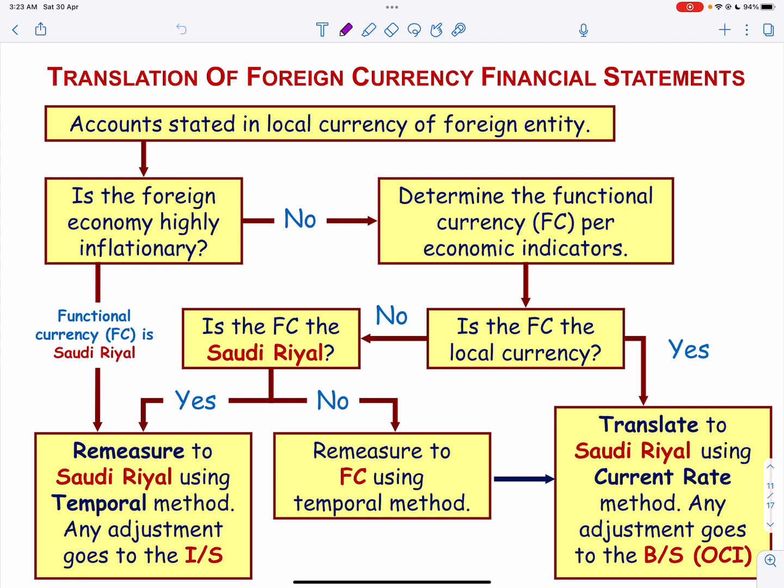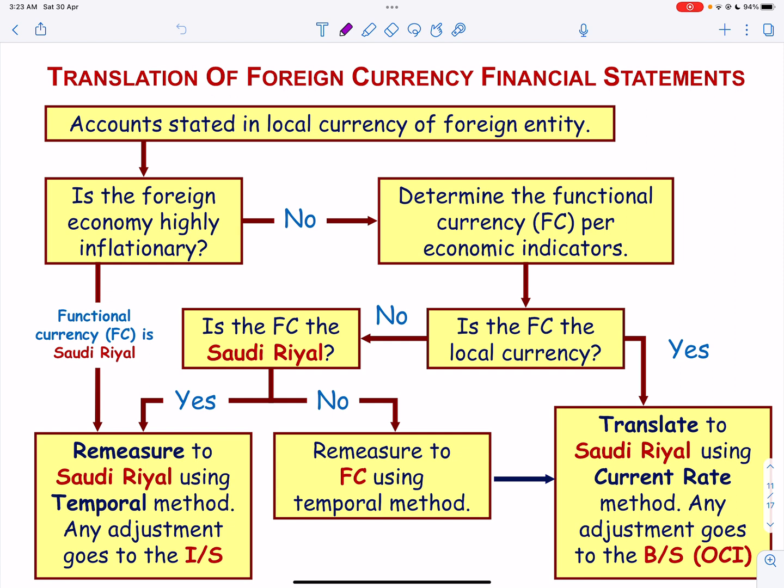The rule to apply is to use the remeasurement method, and when the company applies the remeasurement method, then it must choose the temporal method, and any adjustment goes to the income statement.